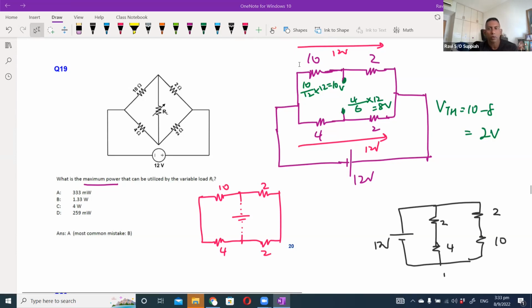Why is it 4 over 6 and not 2 over 6? It is because whenever you find this voltage, it is with respect to the ground. If I take 2 over 6, I'm taking the voltage across the 2 ohm resistor. But this point here, I'm taking the voltage with respect to this, which means it's actually across the 4 ohm resistor.